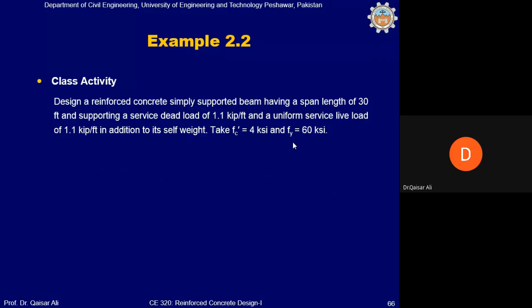Okay, and after 15 minutes we will discuss any problem that you are facing in the design problem. So please start this. You can discuss it among yourselves. Start designing this beam. The beam length is 30 feet this time. The loads are slightly different, and the f'c and fy values are also different. But anyway, the procedure will be the same. You can follow exactly the same procedure and design this beam yourself in the class.